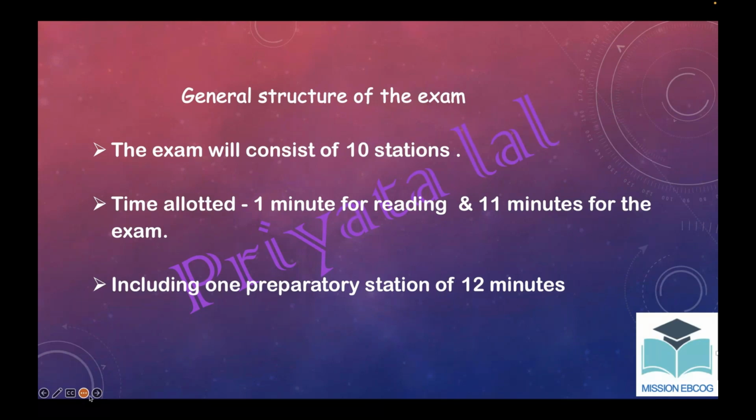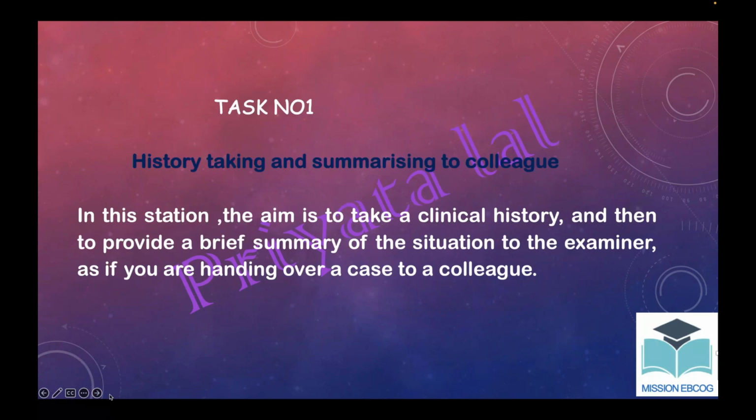Task number one would be history taking and summarizing to a colleague. As I already told, there would be a scenario where you have to take a detailed history. It is a detailed history because 11 minutes is too much time for history, but the task will be to take history only. In MRCOG, we take relevant history, but in this particular task number one, you have to take detailed history, and the positive findings you have to summarize to your colleague. You can summarize in a way as SBAR, or you can just give some positive findings.